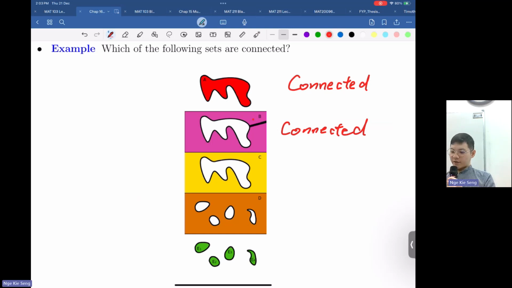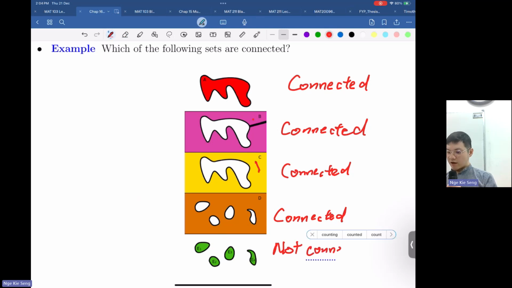Also connected, right? So if I pick any 2 points on the yellow region, I can just connect them by some smooth curve. Okay, connected. D? Connected. E? No, right? I cannot walk from E1 to E3 by making a curve. You see, some curve has to stay inside the white region. So no, not connected.